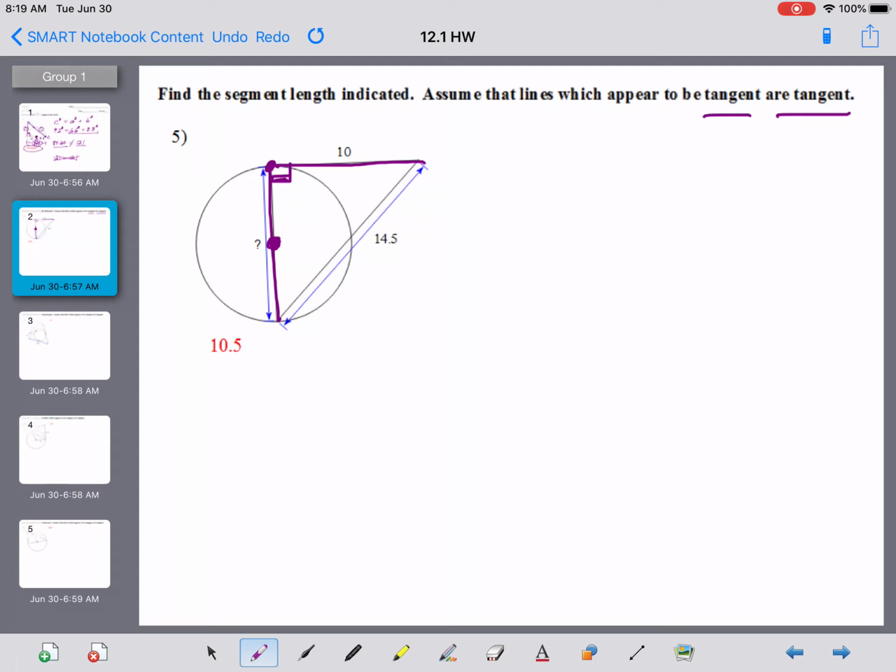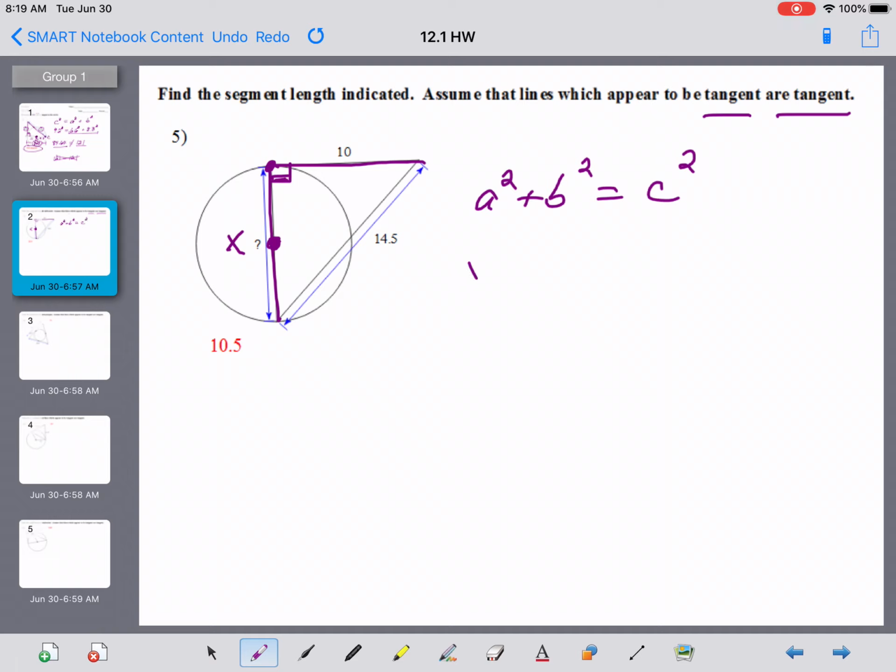So we know that we have a right triangle, and that's how we're going to figure out this missing side, which I'm going to call x. Since we know it's a right triangle, we know the Pythagorean theorem works. We know that leg squared plus leg squared has to equal hypotenuse squared, so let's fill in what we know.